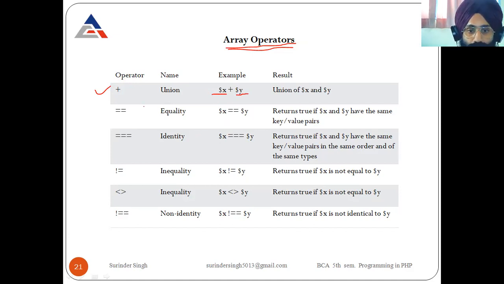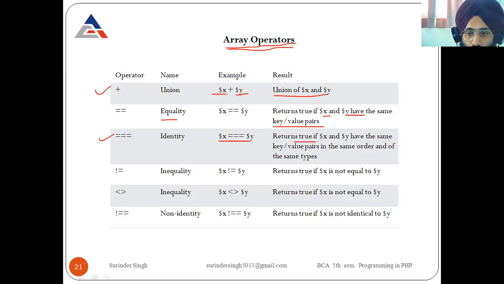Clear? First operator is union. This will perform the union operation on x and y. This will combine all the elements in x and y. Second is equality. This will check if array elements are equal or not. It returns true if x and y have the same key value pairs. Clear? If both arrays have the same keys and the same values, then it will return true. Now next is the identity operator.